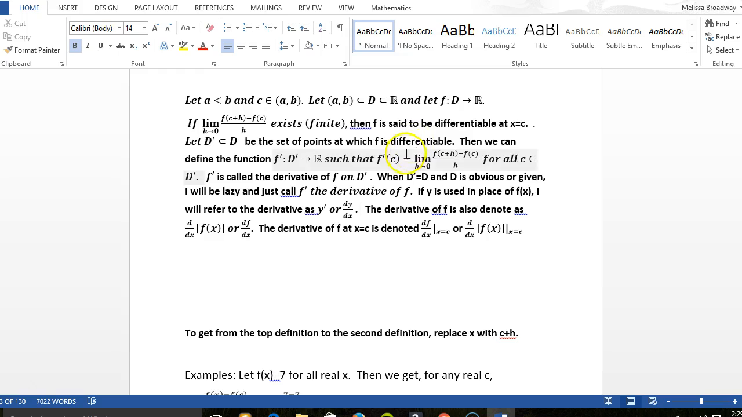So from now on in this class, when I say differentiable, I mean at an interior point. So I should have been careful a minute ago. Yes, this limit exists, but also I needed to specify from the first place that this C is an interior point at which F is defined. So F will be defined there.